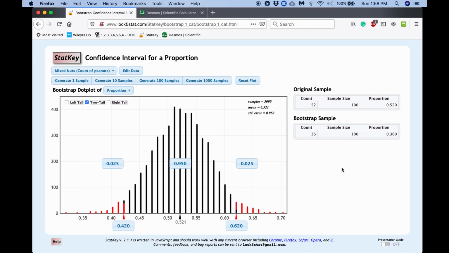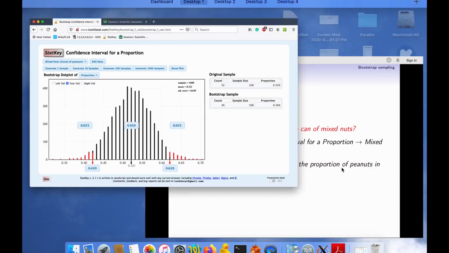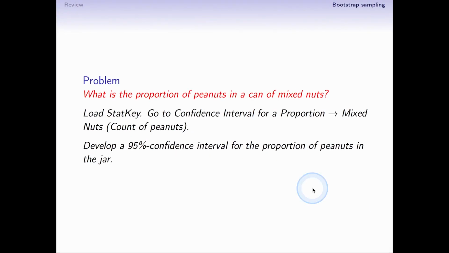So no matter if we just have StatKey do the counts for us, or if we use our master formula involving the standard error and our best estimate, in either case, we see that our 95% confidence interval extends from 0.42 to 0.62. Okay, I want us to take a look at a couple more examples.